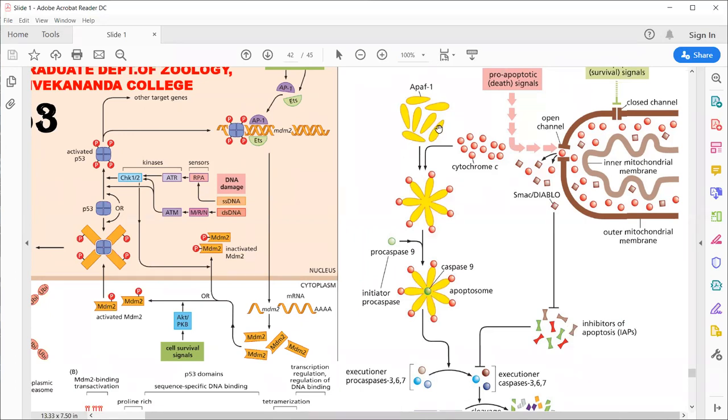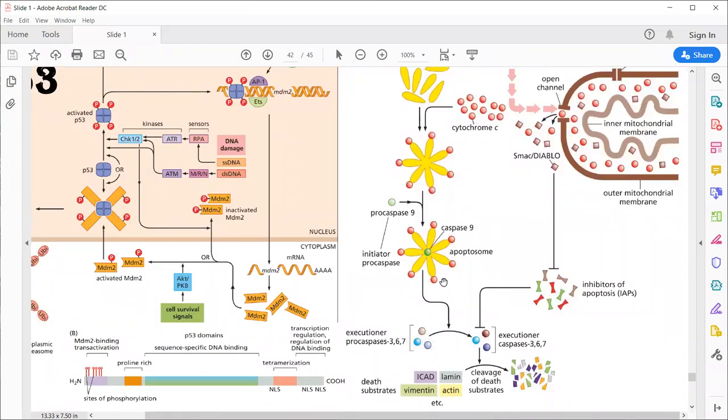Once we get free APAF, cytochrome C can bind with APAF in an ATP-dependent fashion to form a 7-spoke wheel-like apoptosome. Within that wheel-like apoptosome, procaspase 9 is recruited via its CARD domain, and procaspase 9 is activated. Activated caspase 9 further activates the executioner caspases, and as a result, cleaving of the various death substrates is done and apoptosis is completed.